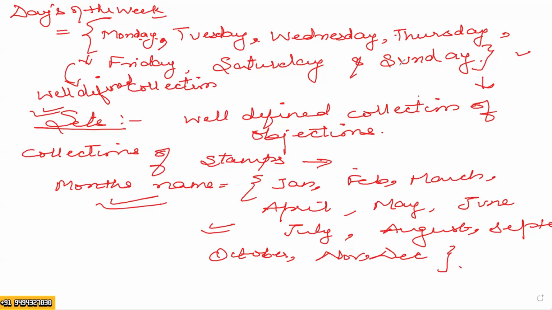Now next is just one. Unmute yourself. Yes, ma'am. Have you understood? What do you mean by set? Ma'am, a well-defined collection. Yes, well-defined collection of elements or objects. Vedika, have you understood? Yes, ma'am. May I proceed to next? Yes.